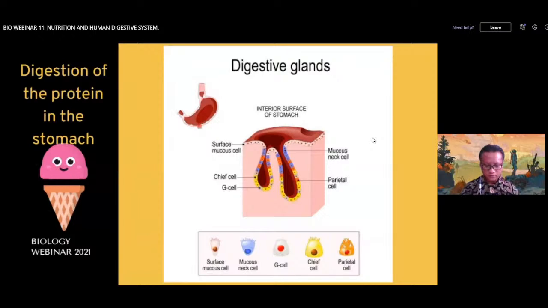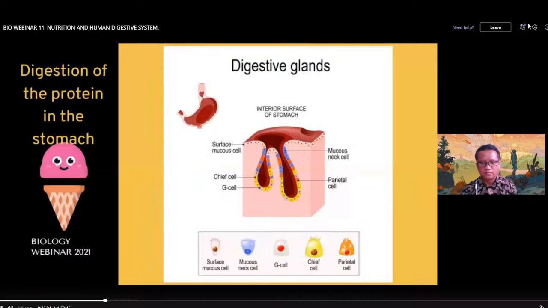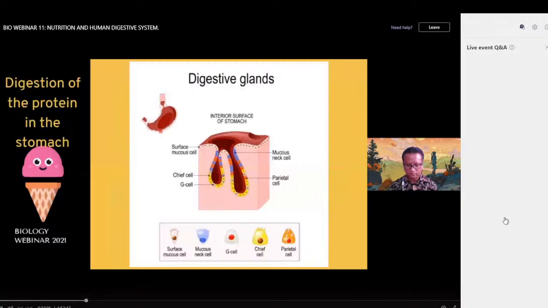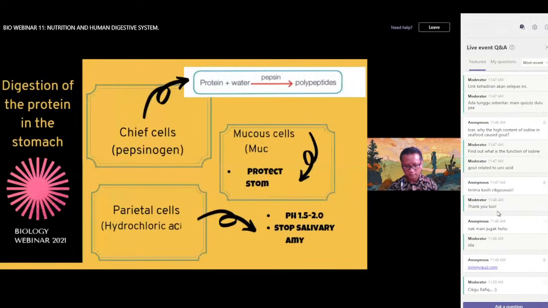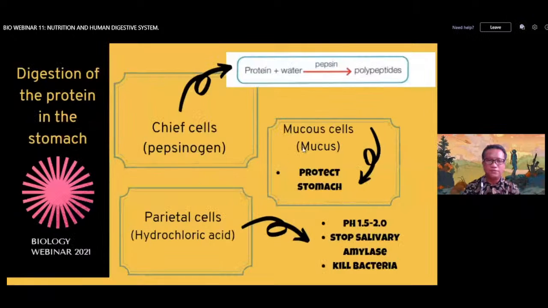According to the next slide, these are the cells that are adapted to form the wall of the stomach: chief cell, mucus cell, and parietal cell. Let's see what each of these cells functions as. The first one, let's take a look at the chief cell.